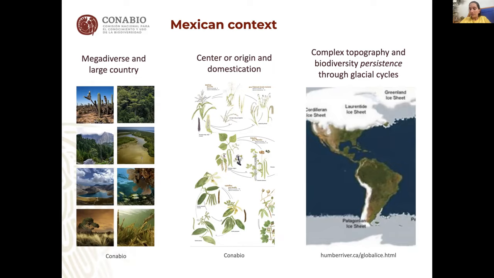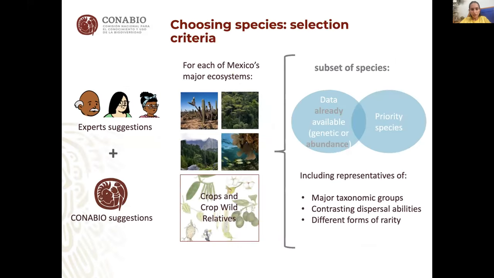We are a very topographically heterogeneous area at a tropical latitude, which means that populations of species were able to persist and therefore accumulate genetic diversity through the recent climate changes of the Earth. For these reasons, species selection for Mexico is particularly challenging.